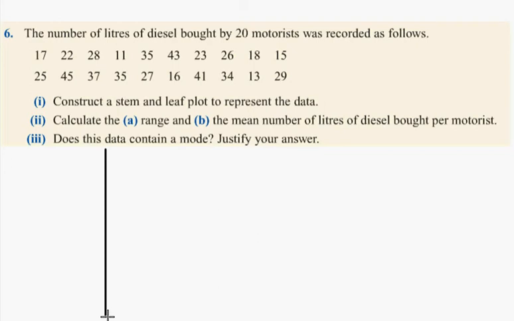What you start off with is, what's your lowest number? Your lowest number is 11. And what's your highest number? 45. So what you do is this, guys: 1, 2, 3, 4. The 1 represents tens, 2 represents anything in the 20s, 3 represents anything in the 30s, 4 represents anything in the 40s. So here's what you do.